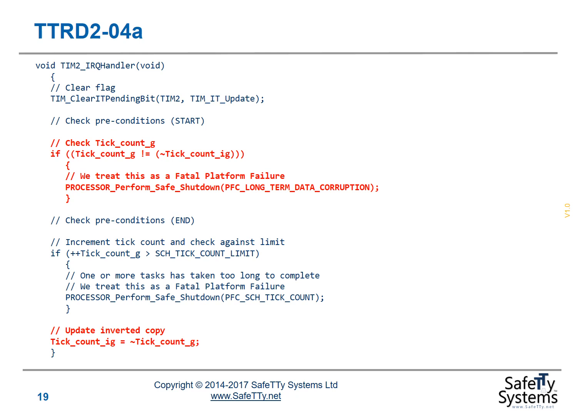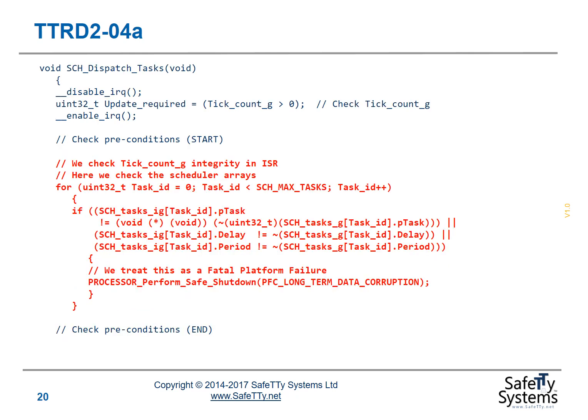If we've got this far, then we're updating our inverted copy of the tick count variable. So this is what happens in the scheduler ISR. Then we have the dispatcher function. Under normal circumstances, as you'll remember, the timer ISR, the scheduler ISR, is triggered and immediately followed by the scheduler dispatch tasks function. So we've already checked the integrity of the tick count variable in the timer ISR. We don't need to check that again.